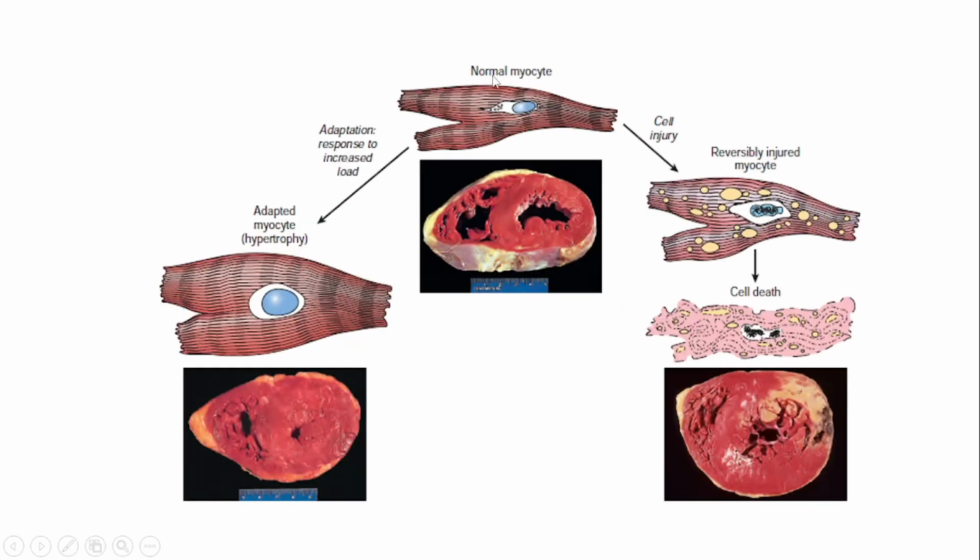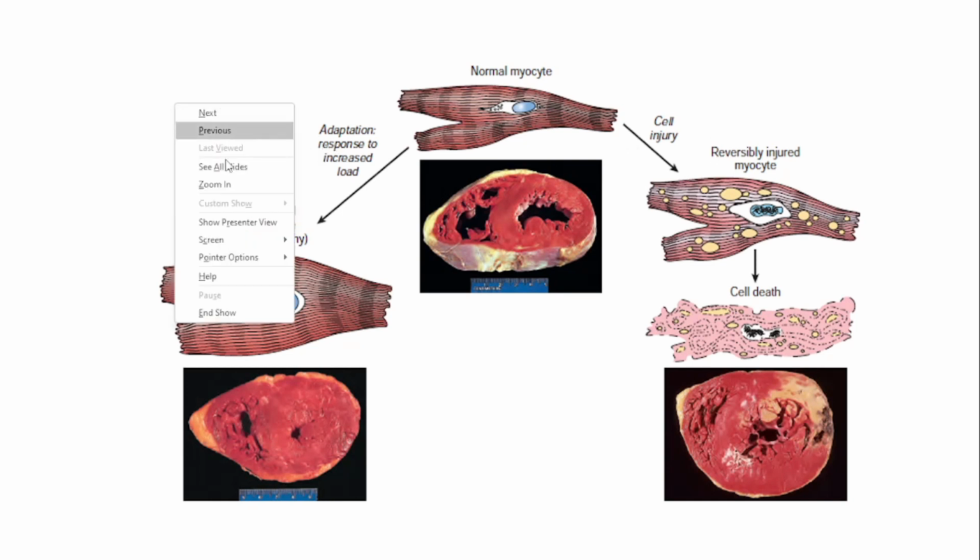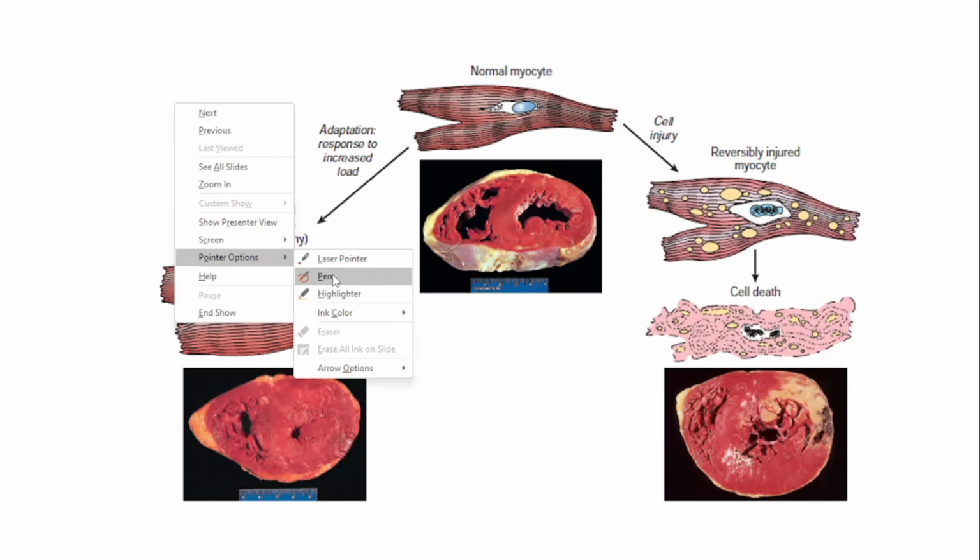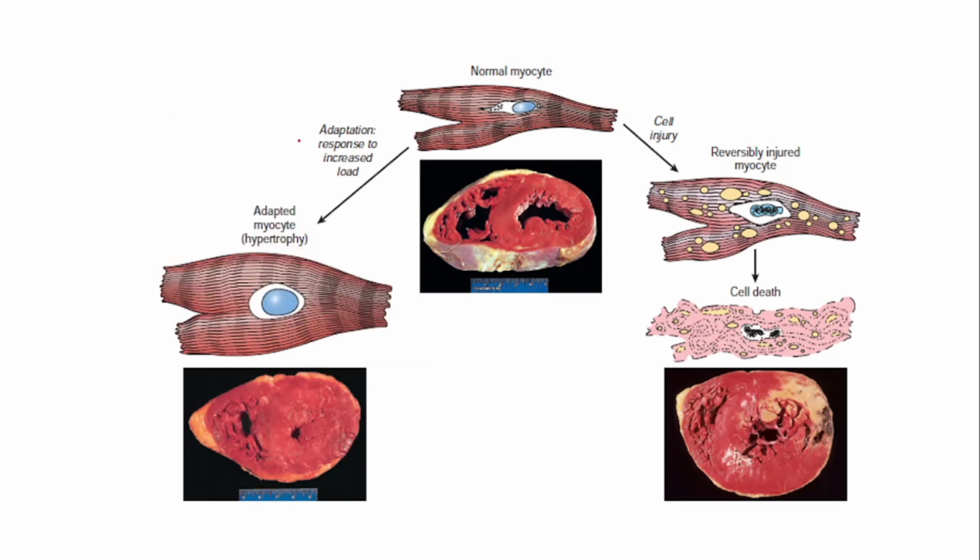This image tells about the relationship between adaptation and cell injury. Whenever the cell undergoes adaptation in response to any increased overload, for example in hypertension, the cell will first undergo adaptation. The adaptation is in the form of hypertrophy here. So the normal cell size is increased in the form of hypertrophy. So here also the left ventricular wall hypertrophy is seen.